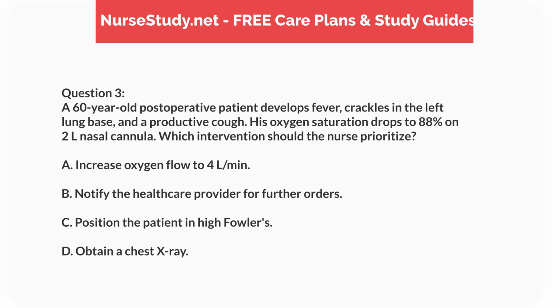A 60-year-old postoperative patient develops fever, crackles in the left lung base, and a productive cough. His oxygen saturation drops to 88% on 2 liters nasal cannula. Which intervention should the nurse prioritize? A. Increase oxygen flow to 4 liters per minute. B. Notify the healthcare provider for further orders. C. Position the patient in high Fowler's. D. Obtain a chest X-ray.